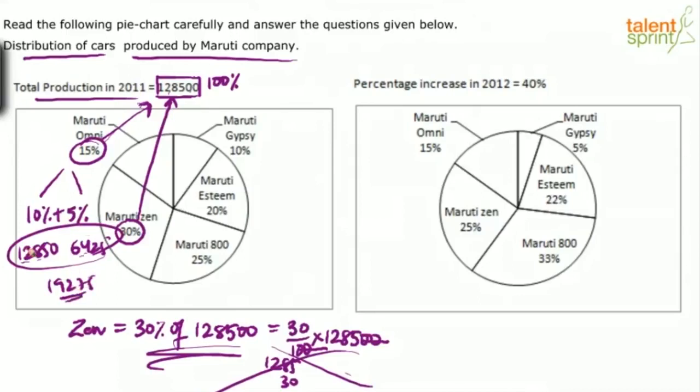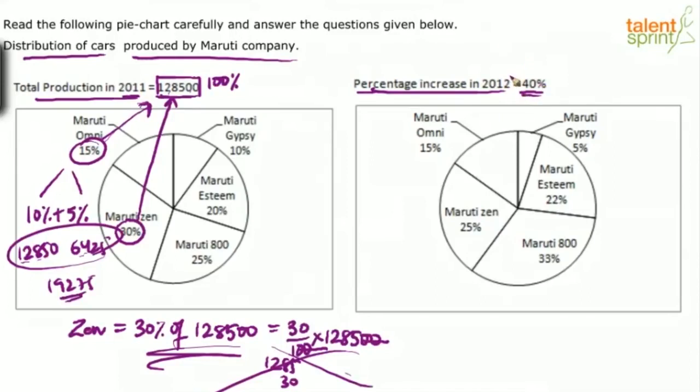Again, because I am explaining it to you, it is taking a little longer, right? When you do it yourself, mentally, you will be able to get the answer much faster. So calculation is definitely going to play a key role for you to solve these questions. Now look at the second pie chart. There is one more pie chart given to us which says percentage increase in 2012. See, the total production of 2011 was given to us, 1,28,500. The second pie chart says percentage increase in 2012 is 40%. The increase in the production obviously in 2012 is 40%.